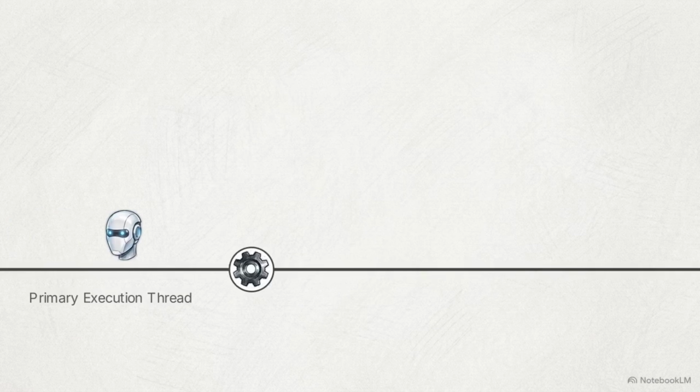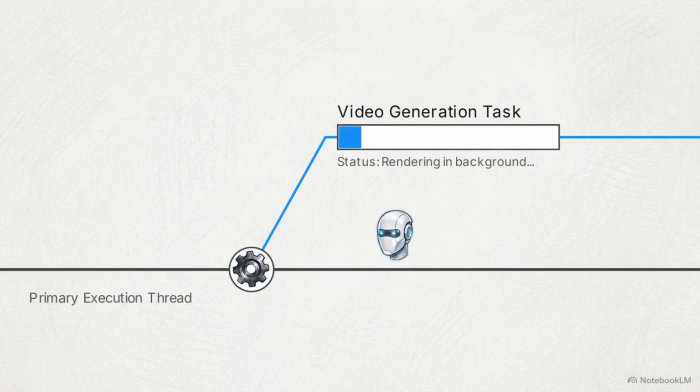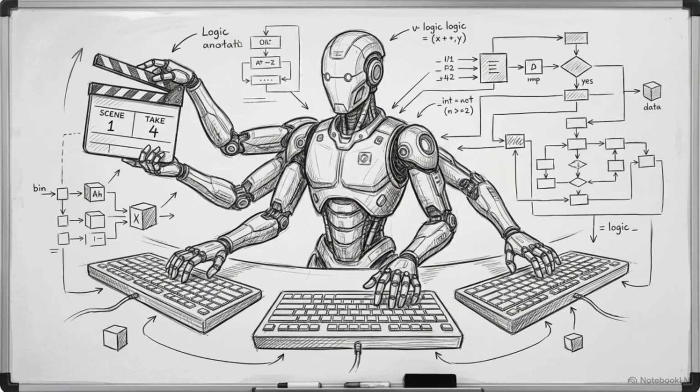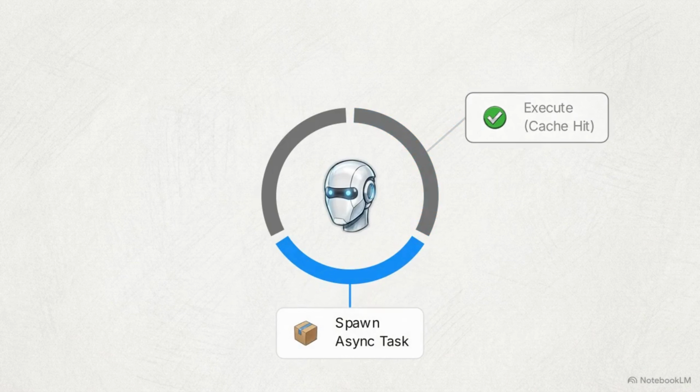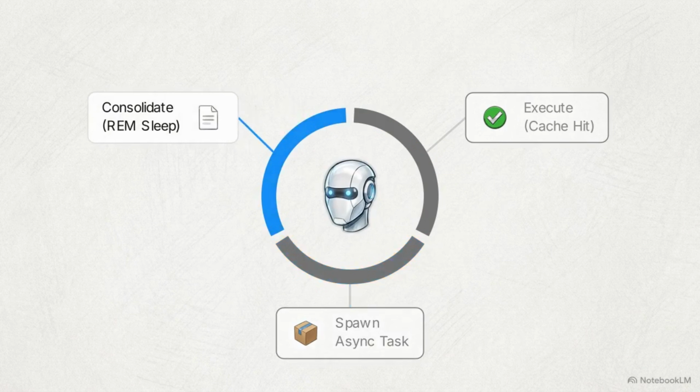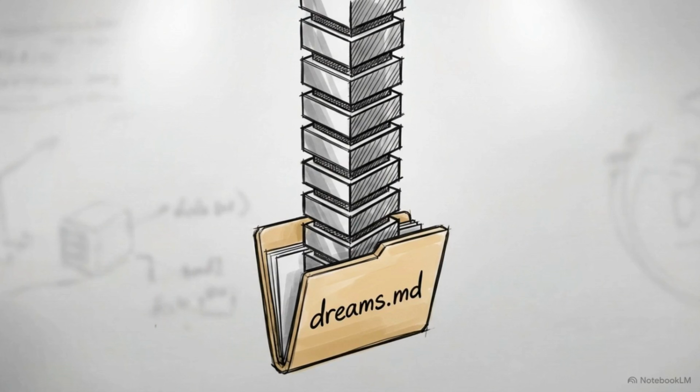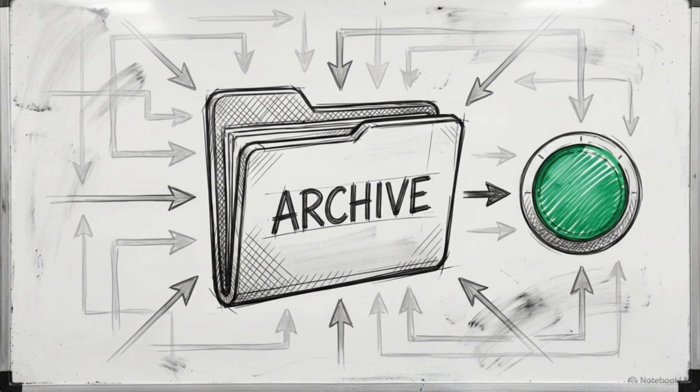Step 2. The agent asynchronously triggers a video generation task. It then moves directly onto its secondary tasks, continuing to work without blocking. This circular state machine diagram tracks the full sequence. Step 3. The cycle concludes as the agent enters its REM sleep phase. During this final phase, the agent automatically cleans its context window and updates the dreams.md file, archiving the day's work and readying itself for the next run.